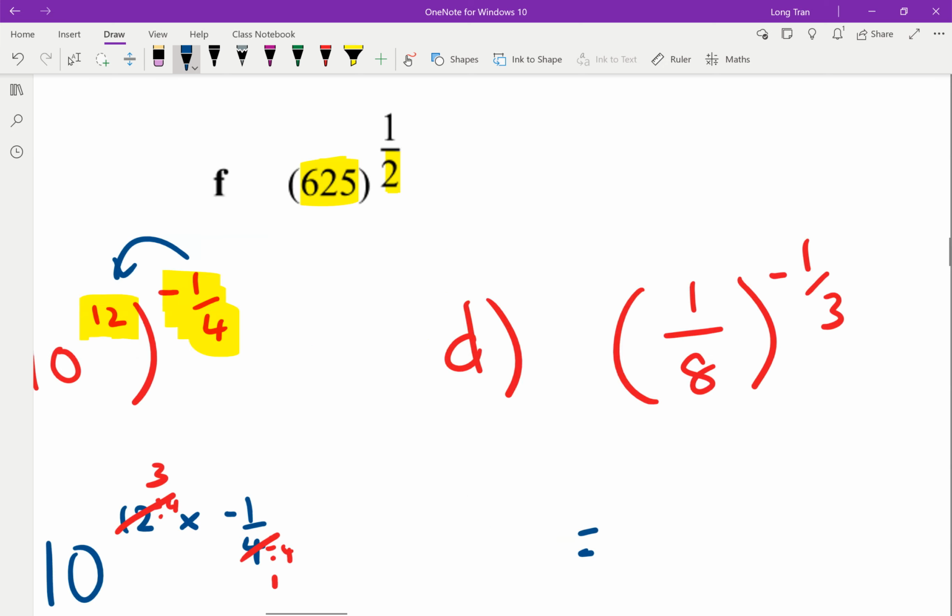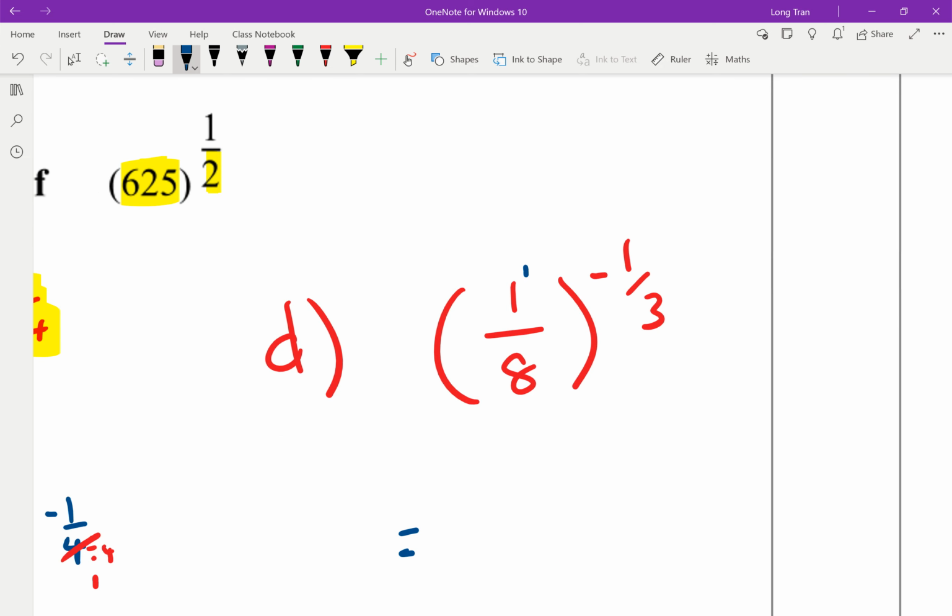Well, you have to understand this is still 1 to the power of 1, and this is still 8 to the power of 1. So if you expand it, you can actually do negative a third times the 1 and negative a third times this one as well. That's up to you whether you like it this way. I'll show you how I would have done it.